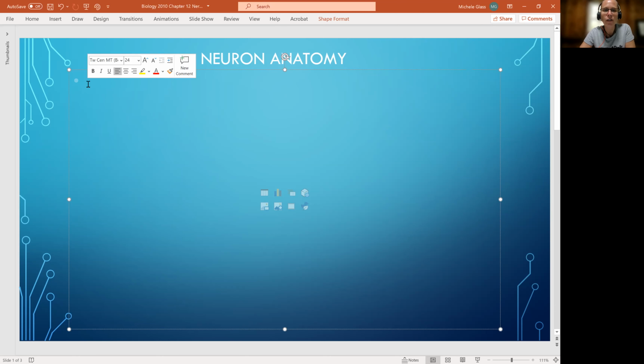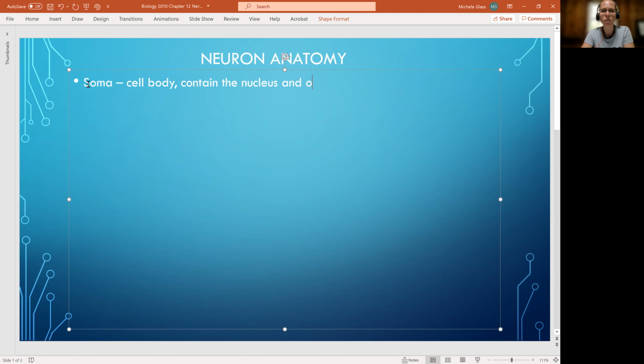So I'm going to list out for you some structures, and then we'll do a nice little drawing, and then we'll revisit those different types of neurons that we've mentioned already in our previous videos. So to start with, we're going to have this structure that's called the soma. And the soma can also be referred to as the cell body. The soma is going to contain the nucleus and other organelles.